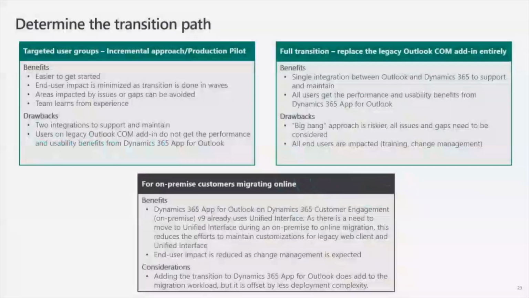Now, in terms of transition, that's where we're going to discuss how to move from the COM add-in to the app for Outlook. So you first need to determine a transition path. Either you go first with a targeted user group, which allows an incremental approach with a production pilot of users. The benefits are it's easier to get started, the end user impact is minimized as transition is done in waves, and the areas impacted by issues or gaps can be avoided.